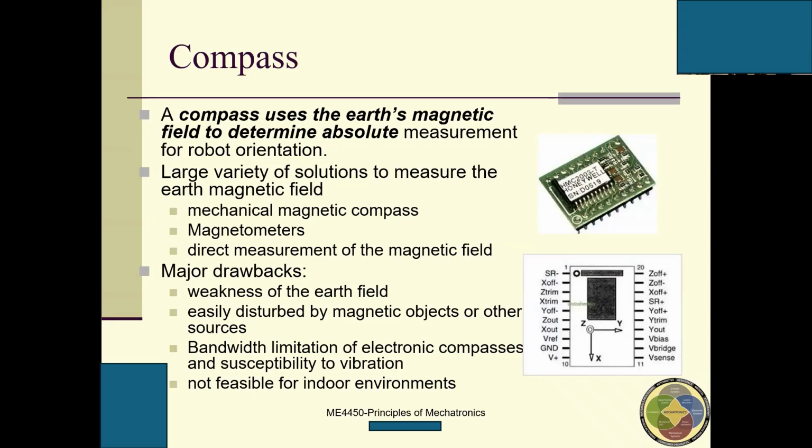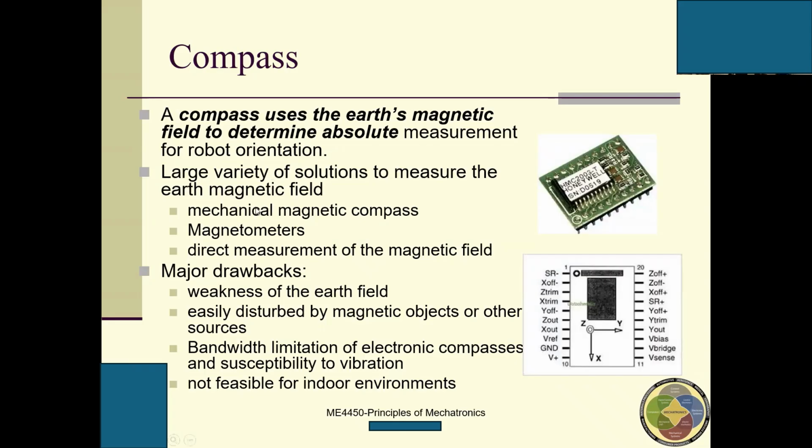So this is the orientation of the rover. There is a large variety of solutions to measure the Earth's magnetic field, and there are several ways. The Earth has a very weak magnetic field. So they use a mechanical magnetic compass.